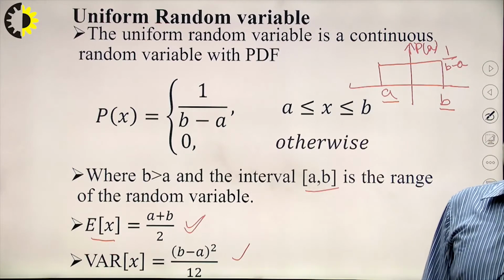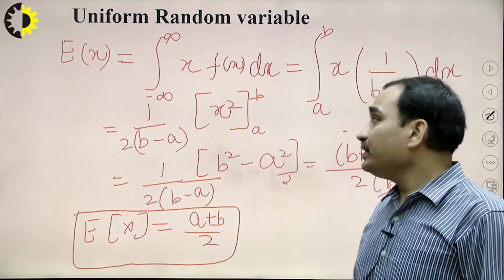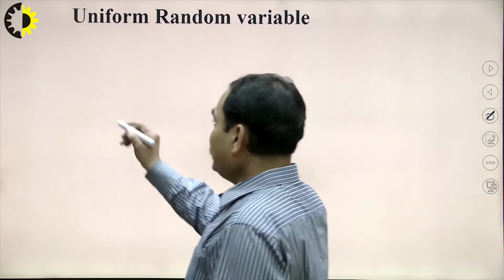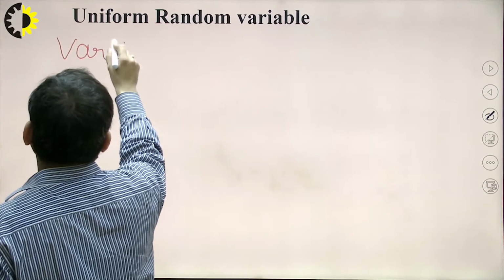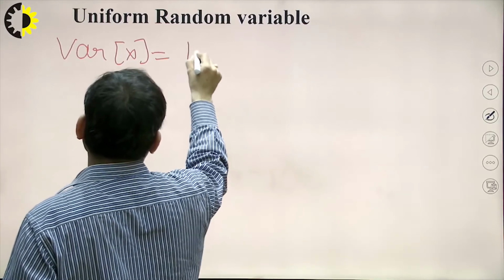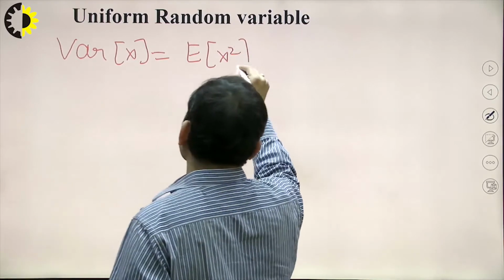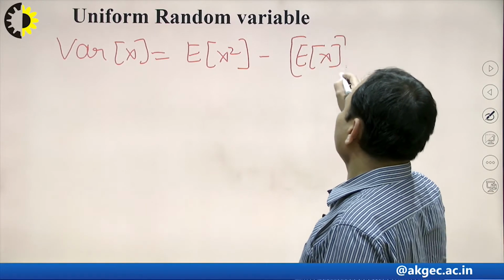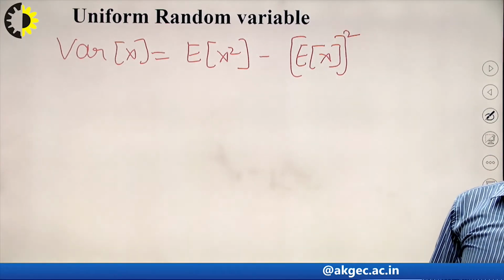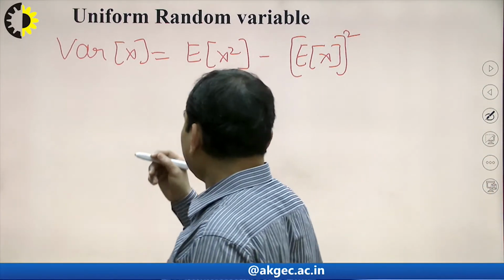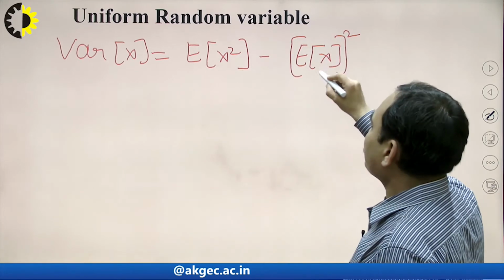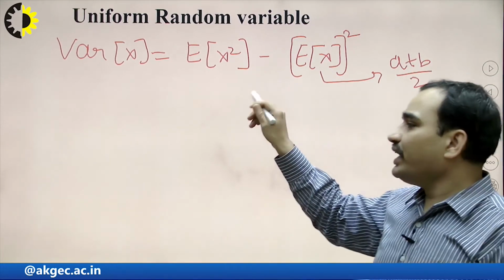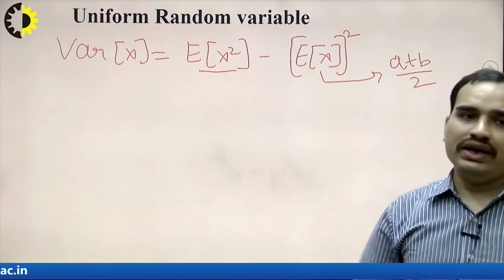Now, the variance for the uniform random variable. So, how do we calculate the variance? The same formula we are going to use, that is, the variance of x is given by the expectation of x square minus the expected value of x whole square. Okay. So, this will be the variance of x. Now, because we know the value of the expected value of x, that is (a plus b) by 2, what we have to calculate is the expected value of x square.